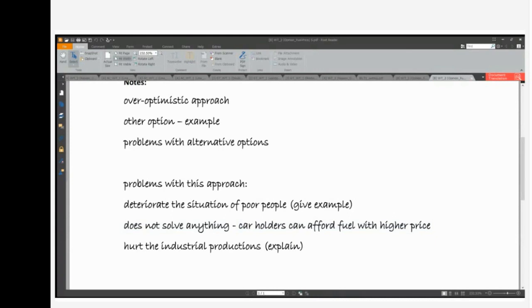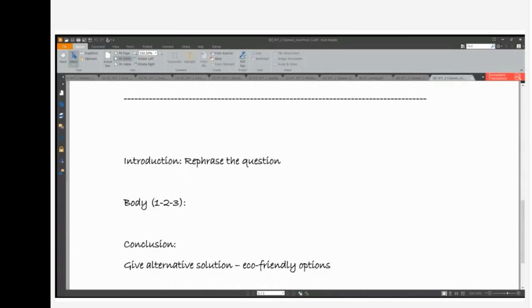And hurt the industrial production, and we need to explain how the industrial production will be hurt if we increase the fuel price. Now we have to make a skeleton or a roadmap of our writing. Obviously, you're going to write the introduction. We will rephrase the question here and say something about what you're going to write. Then we write few body paragraphs, one, maybe two, or maybe three, based on the ideas that we generate. And then in the conclusion, we give alternative solutions, or eco-friendly options can be a good alternative solution, and we have already decided all these things even before we start to write.